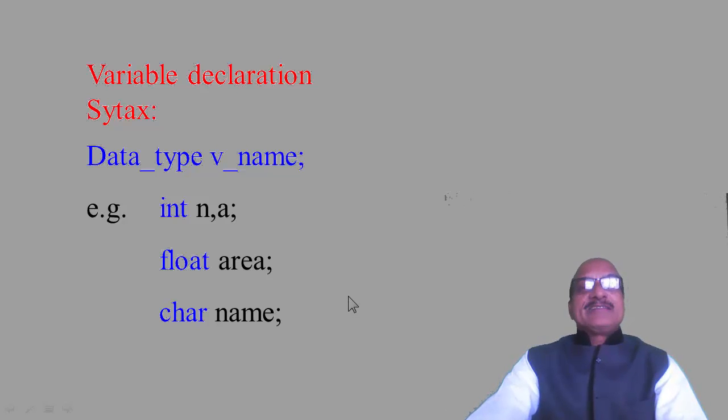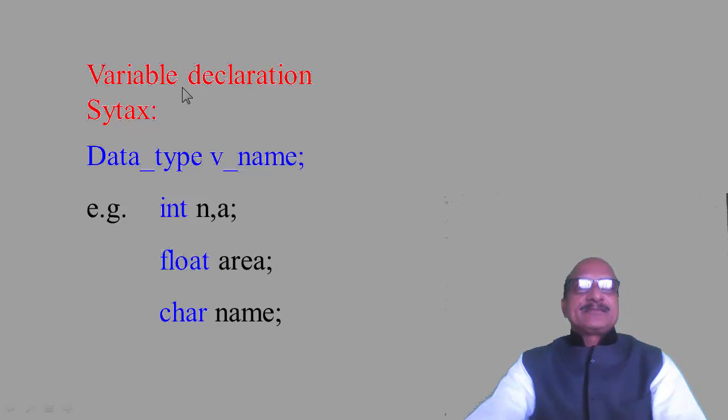Now, how to define the variables? What is a variable in programming? It is the name given to a memory location where we can store the data or our results. The syntax, or grammatical way, of defining variables is data type, variable name, and semicolon. This is the syntax of C language to define the variable.